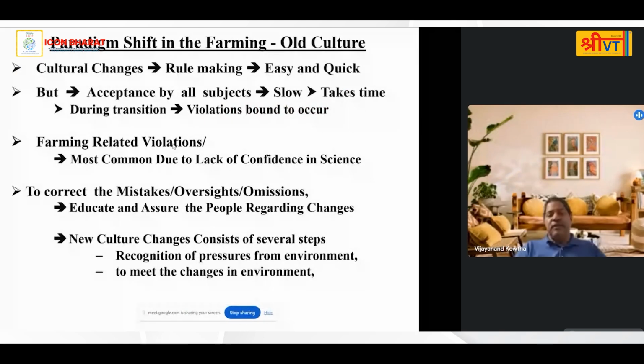So the paradigm shift in the farming from the old culture includes rulemaking that is easy, that we can learn from. The acceptance from the people is slow, it takes time, but we need to use resources that we have to reduce this transition. And of course, we need to have ethics to cover us, as violations are bound to occur. Farming-related violations are lack of confidence in science and scientific methodologies.